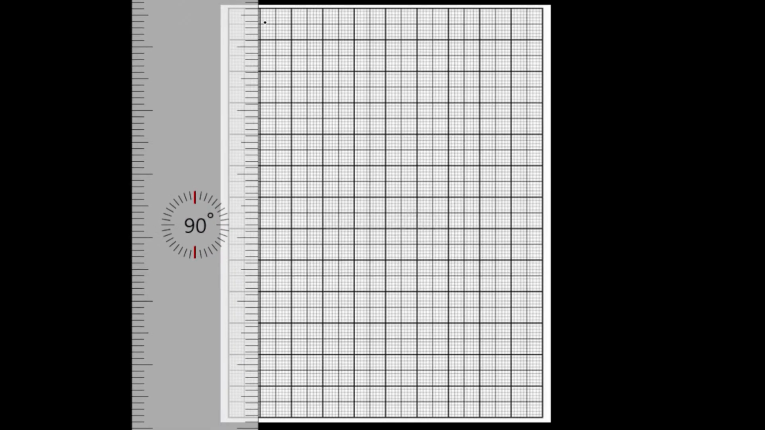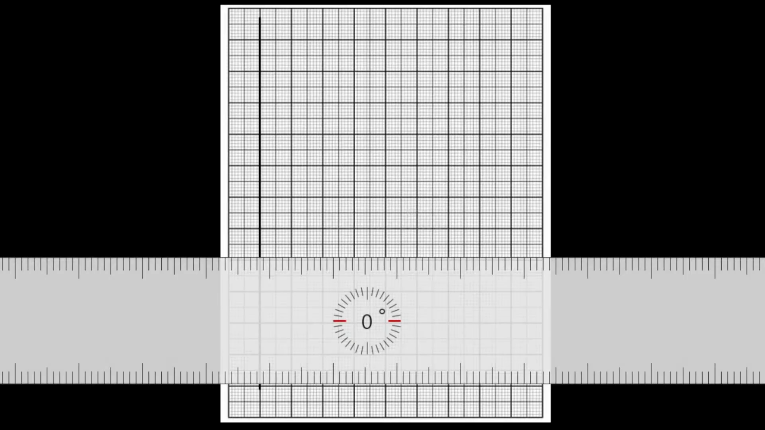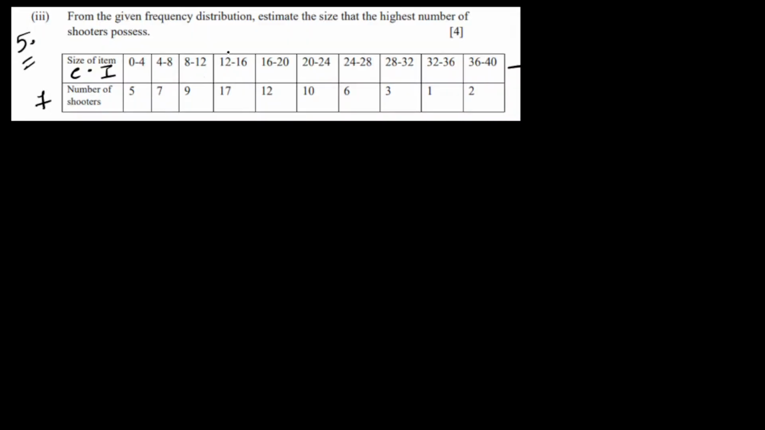I'm just preparing the graph. Like this we have to draw the x-axis and y-axis. Horizontal is the x-axis, vertical is the y-axis. This is the y-axis, this is the x-axis, and this is the origin. Now here you can see class interval. Class interval along the x-axis we have to plot, and frequency along the y-axis. This you have to always remember.